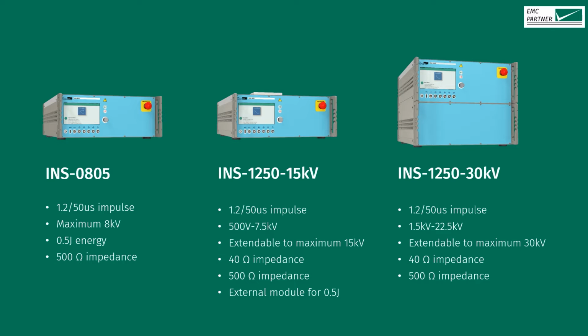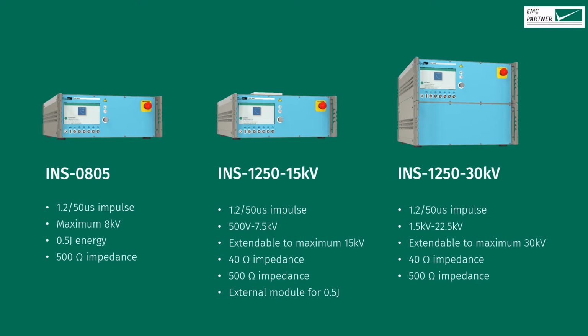On the left side we see INS 0805. This is specifically used for testing energy meters and protection relays. It has the 1.2/50 microsecond, 0.5 joule impulse, at levels that meet all required standard test levels up to 8 kV.